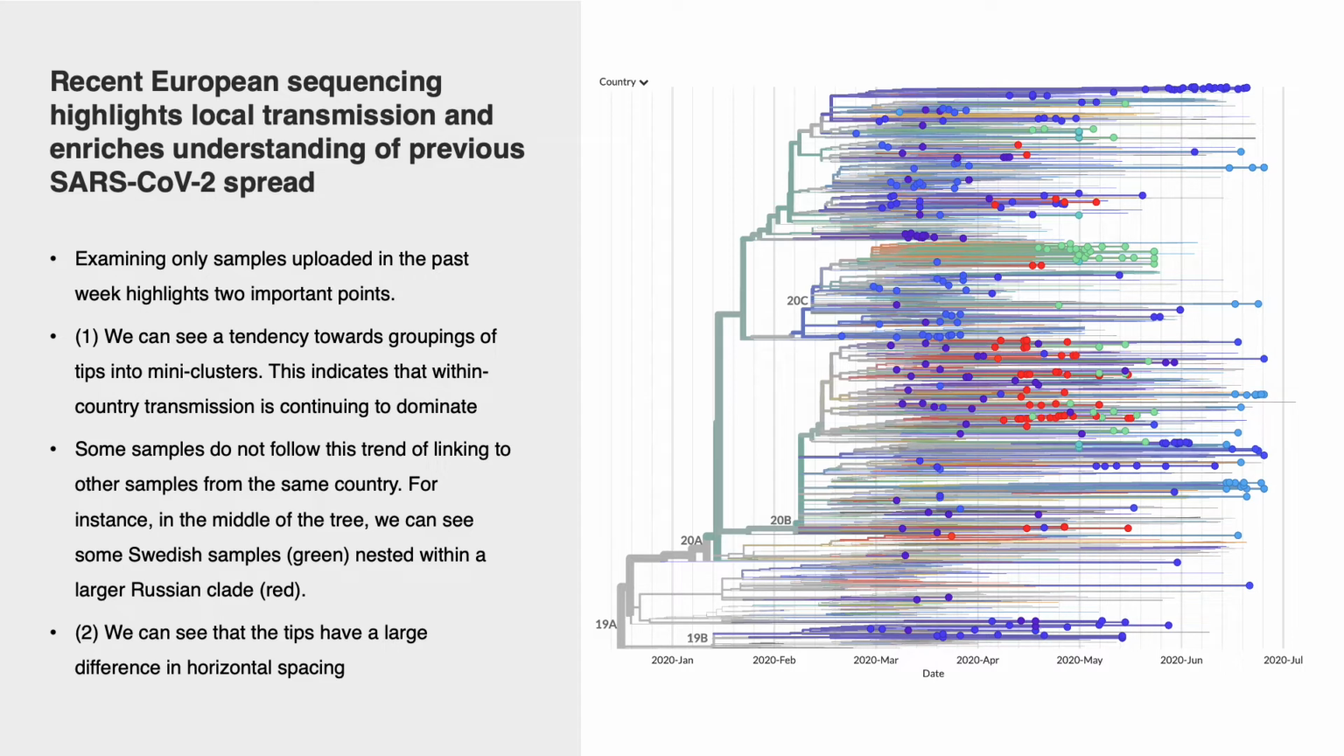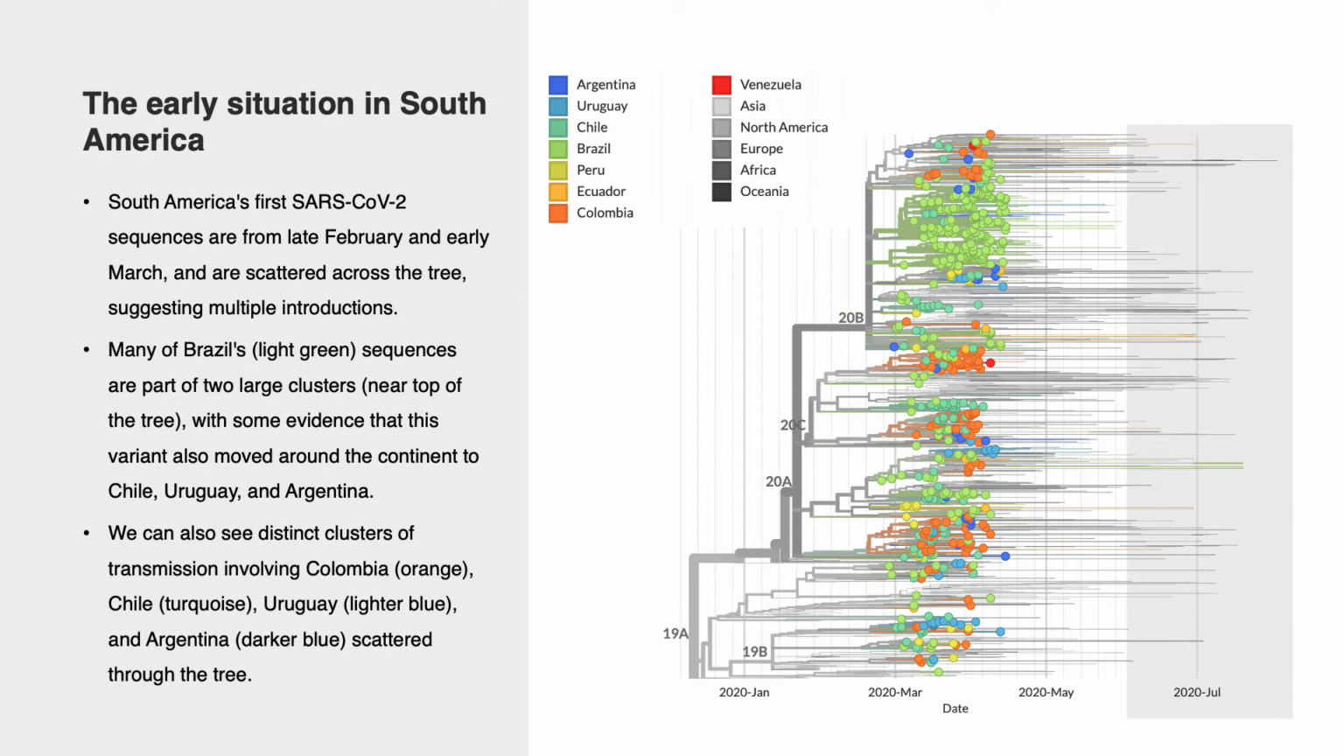For example, the sample submitted in the past week represents a sample collection time window extending back to early March. The reasons for sequencing old genomes varies, but these samples help us fill in our understanding of viral evolution and geographic movement. South America's first SARS-CoV-2 sequences are from late February and early March, and are scattered across the tree, suggesting multiple introductions. As international travel decreased in March, we can see evidence of sustained local transmission in several countries.